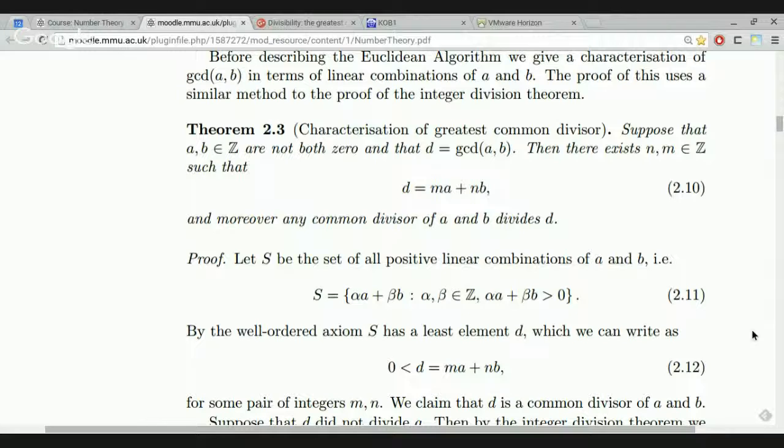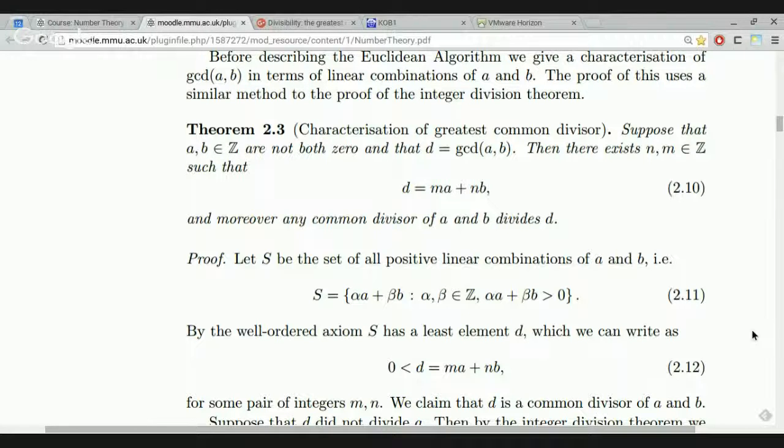So this leads us to this other characterization of the greatest common divisor, which you can sum up nicely in one phrase, and I think it's the first kind of non-obvious fact we're going to prove in the course.